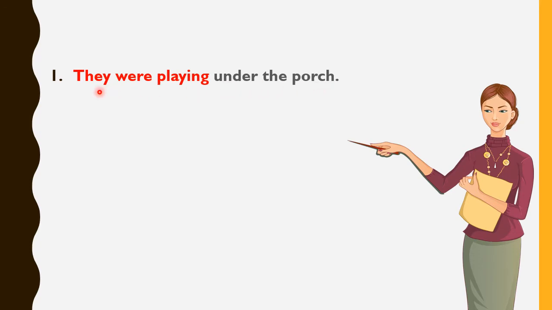So I'm going to say, they were playing under the porch. They were playing under the porch. So "they" here is the missing subject. "Were playing" is the missing predicate. You all know predicate means the verb.